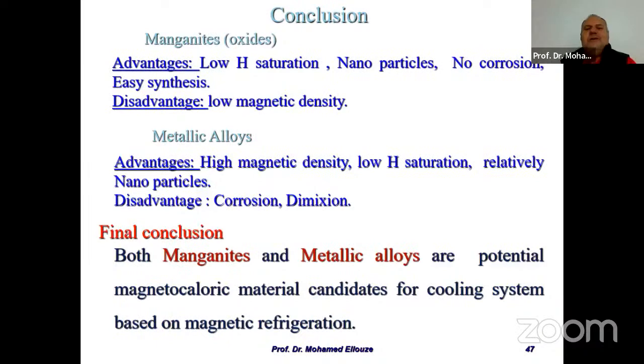We have a low saturation, nanoparticles are also observed, and no corrosion and easy to synthesize. The inconvenient is a low magnetic density. For metallic alloys, we have advantages: high magnetic density, low magnetic saturation, relatively nanoparticles, and we have some corrosion and mixing, and I didn't talk about this in this lecture. Both manganese oxide and the metallic alloys are potential magnetocaloric material candidates for cooling systems based on magnetic refrigeration.